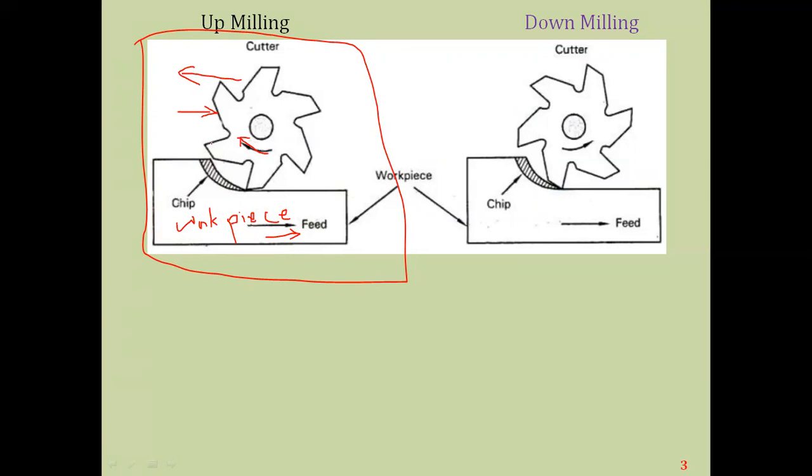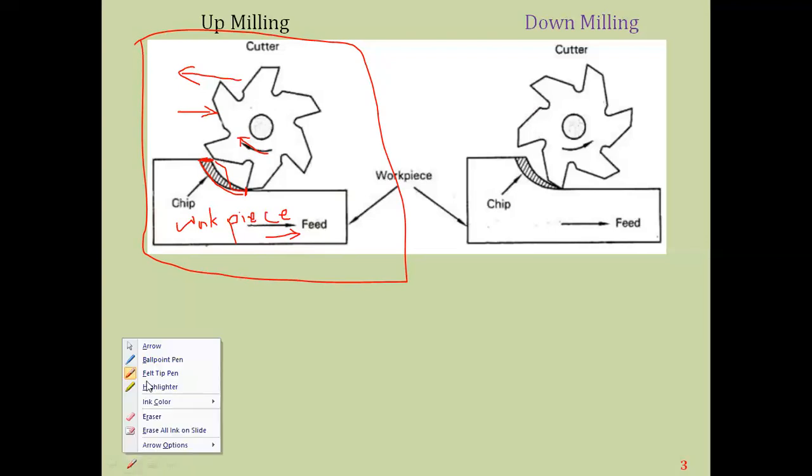In this up milling method, if you observe carefully, the thickness of the chip at the starting point is minimum, and this thickness of the chip removal goes on increasing by the time it reaches here. So the thickness of the chip from the beginning to the end goes on increasing. So more amount of metal is being removed.